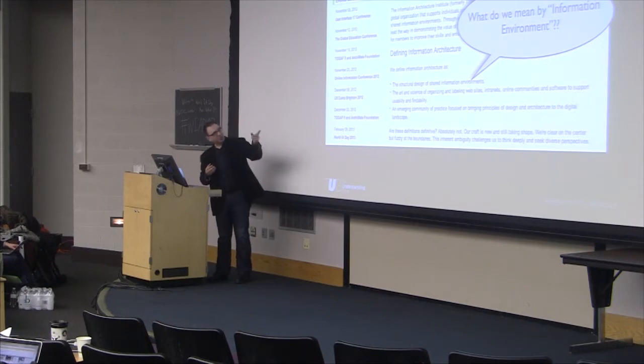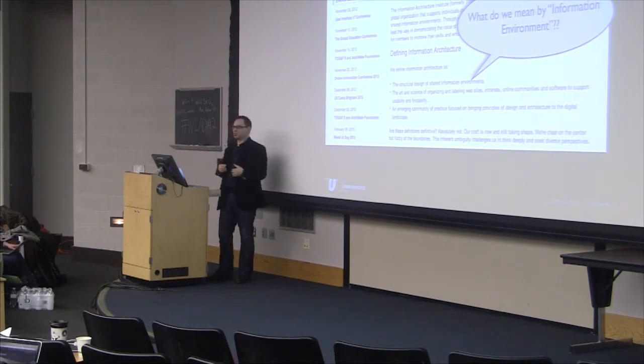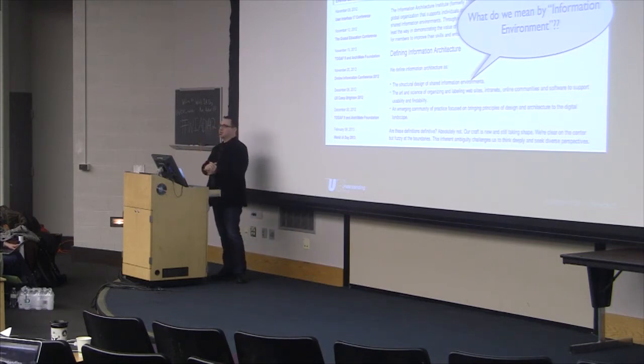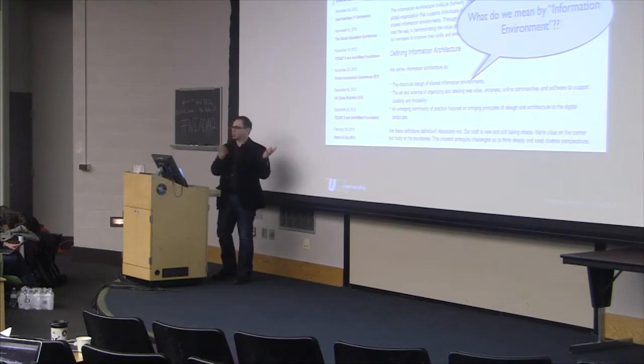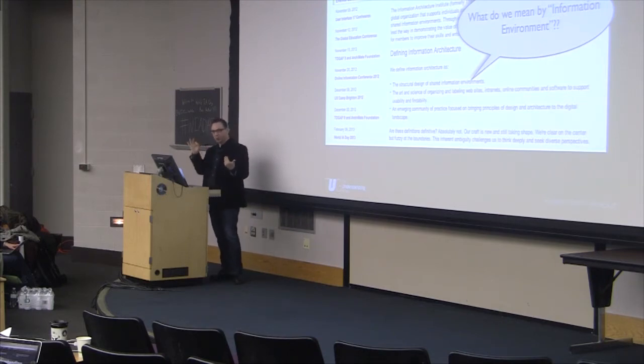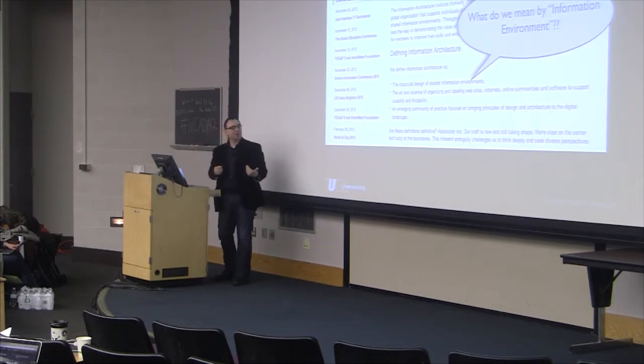So it used to be that the art and science of organizing and labeling websites, blah, blah, blah, was actually the first one listed, and then the structural design of shared information environments was kind of tucked in after. Everybody glommed onto the web thing because that's a concrete thing that they understand. And this information environment thing, they're like, well, I don't really know what you mean there, but good on you. But for like a decade, we've been trying to figure out, well, what do we mean when we say that? This is a big part of what I've been trying to figure out. What do we mean when we say information environment?